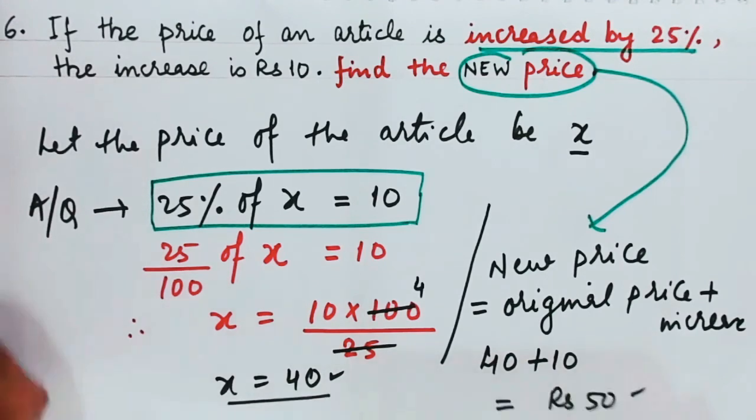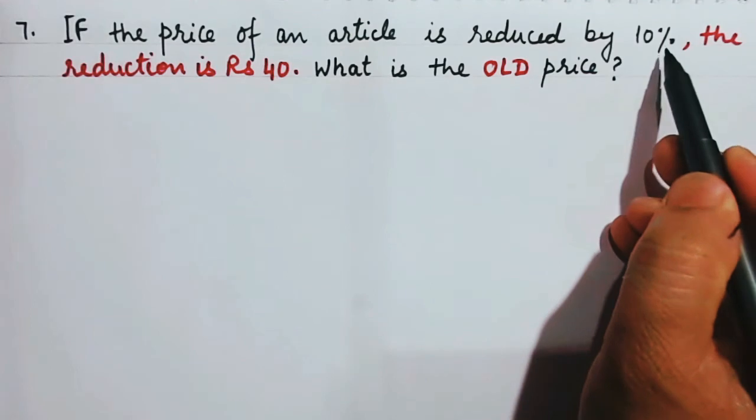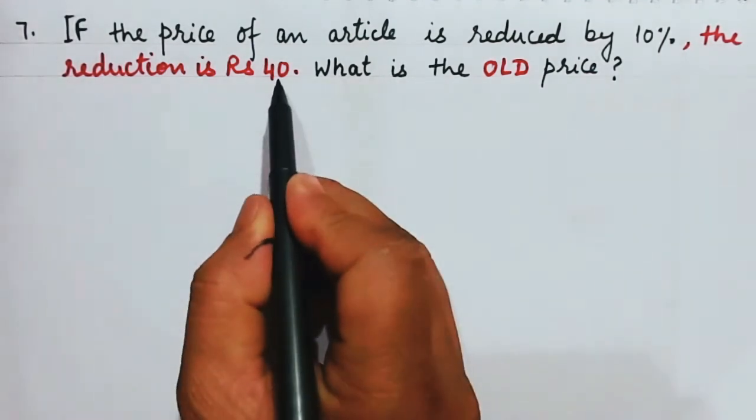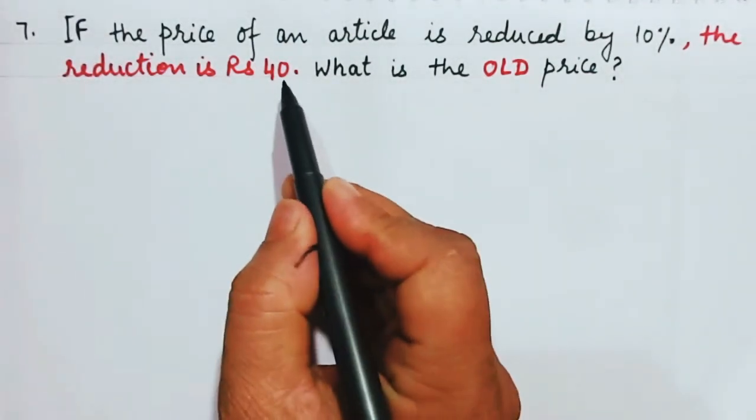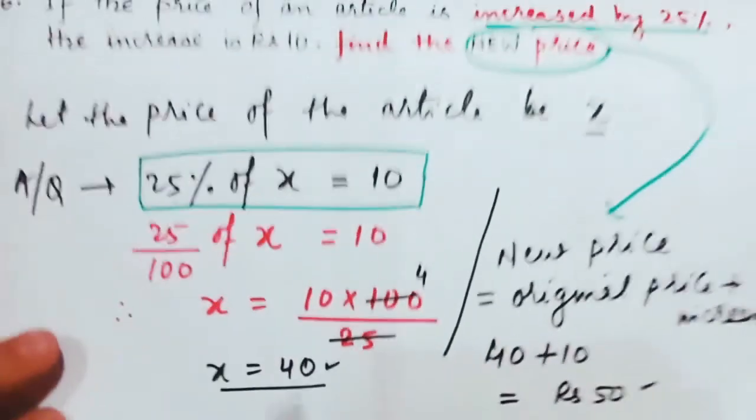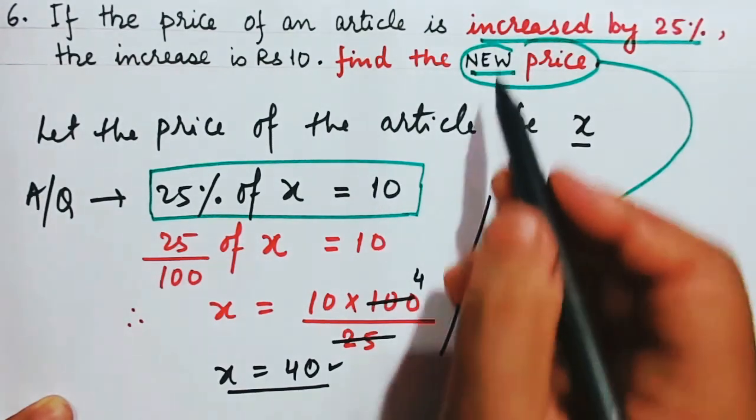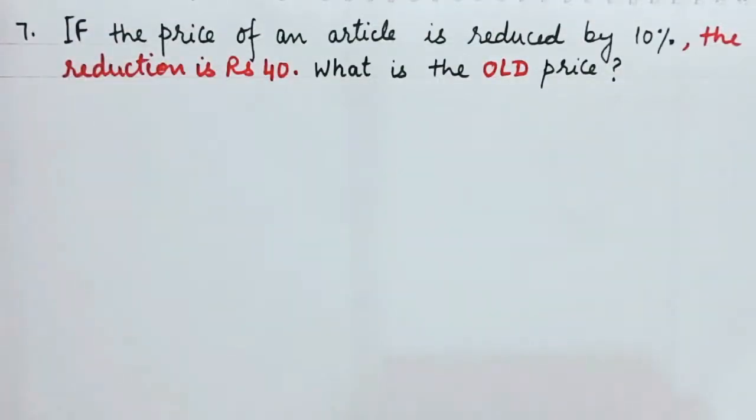Clear? Let's have a look at the other one. These all are word problems and I feel that they are very, very easy. If the price of an article is reduced by 10%, the reduction is 40. Just opposite to this particular question. Here you have to find the new price, and here you have, what is the old price.